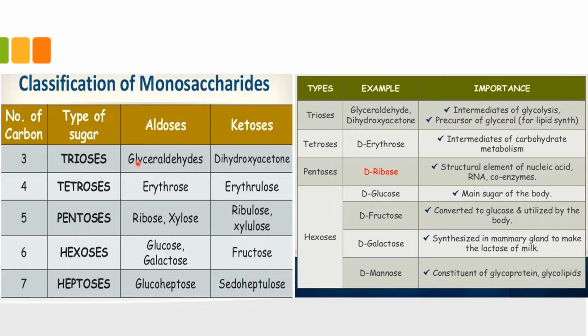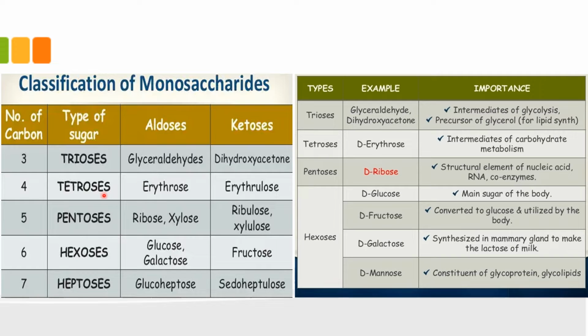And then again in the carbohydrates we have two types of sugars. One is aldo sugar, the other one is keto sugar, based on the functional group it has. Aldo means it contains an aldehyde group, keto means it contains a keto group. Those types of sugars we call aldoses and ketoses. Coming to the trioses, if it belongs to aldoses, we call it glyceraldehyde, and if it belongs to the keto, we call it dihydroxyacetone.